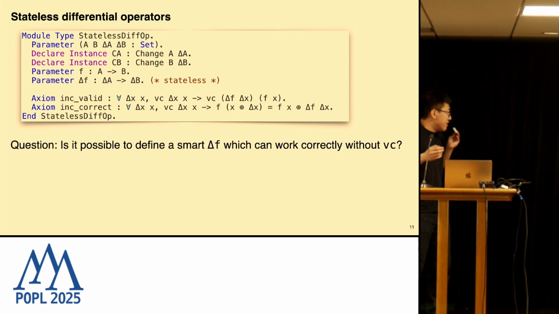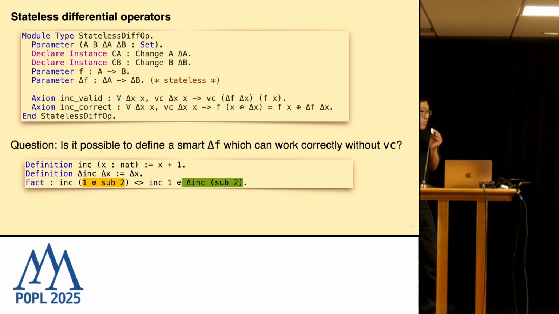So here is a natural question. As we can see, in all of the axioms, we add a precondition for the input change. So we may ask: is it possible to develop a very smart delta f which can work correctly without VC? Well, actually the answer is no.